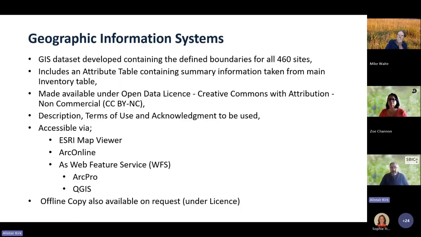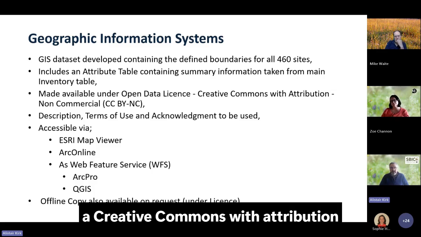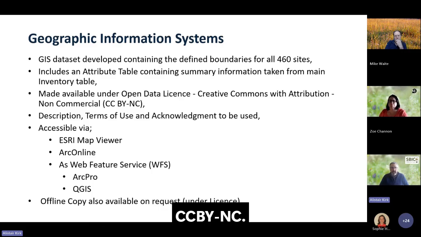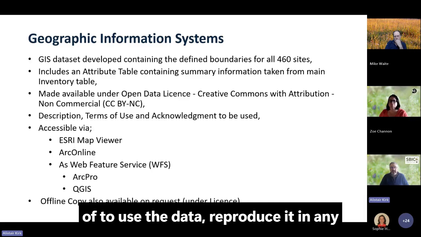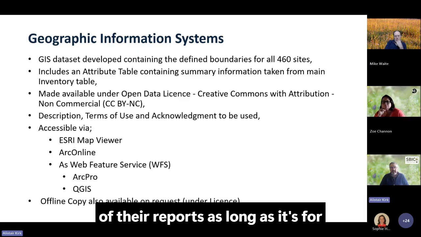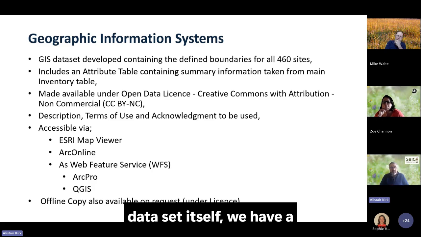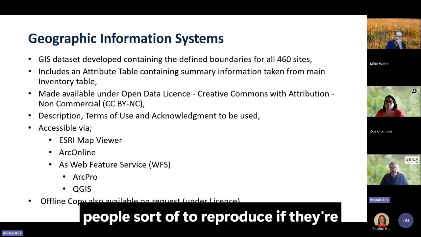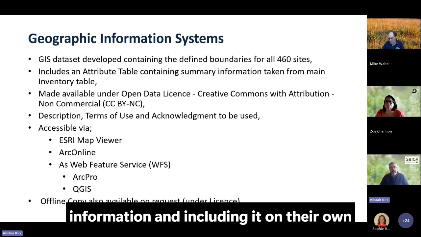Now we're making this available to anybody who wants to use it under an open data license, specifically a Creative Commons with attribution license for non-commercial use, or CC BY-NC. That should allow anybody to use the data, reproduce it in any of their reports, as long as it's for non-commercial purposes. The actual data set itself, we have a defined description for it, terms of use, and an acknowledgement that we'd like people to reproduce if they're extracting information and including it on their own maps.